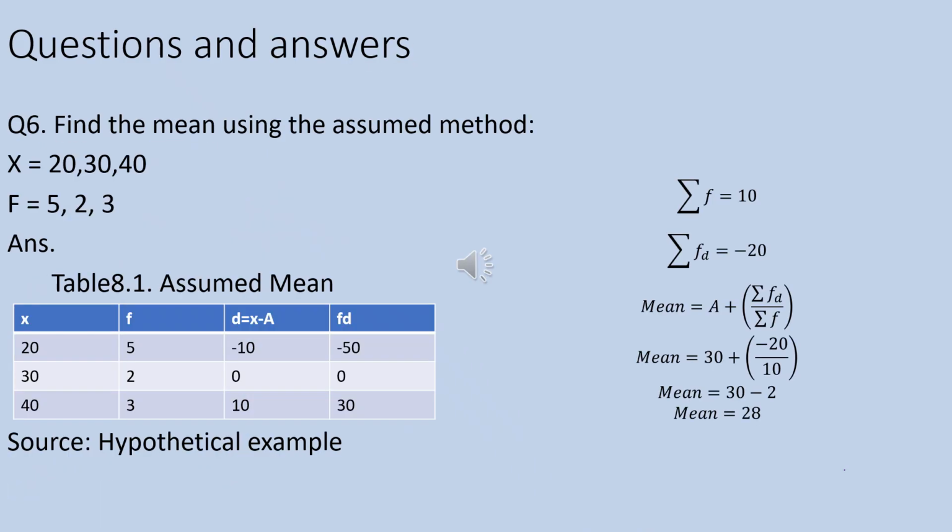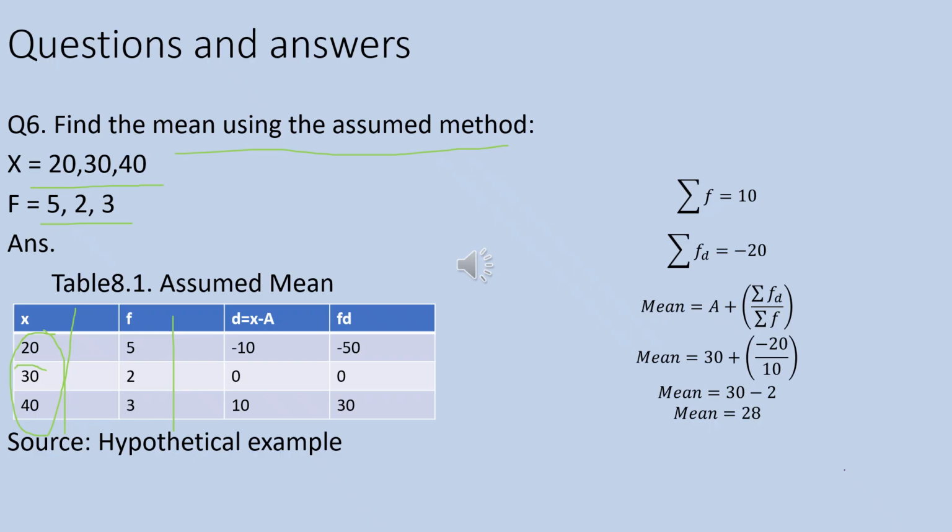In question 6, we find the mean using the assumed mean method. Here the values of x are given as 20, 30 and 40, and frequencies f are given as 5, 2 and 3. From this we put the table, where x and f are put as given, and d is a deviation, which is x minus a, where a is the assumed mean. We know that the assumed mean is the middle value of the x values. So 30 is the middle value, so assumed mean a is equal to 30.